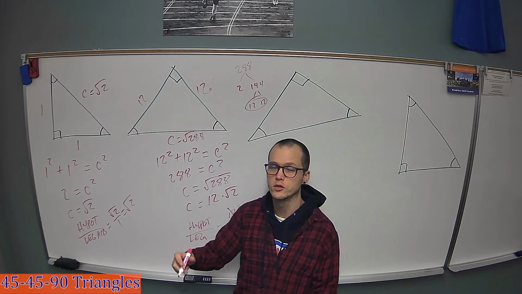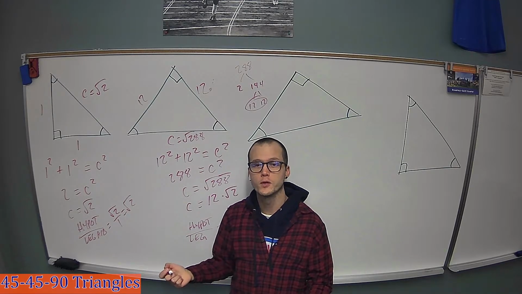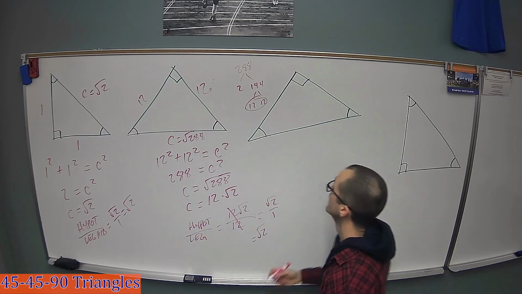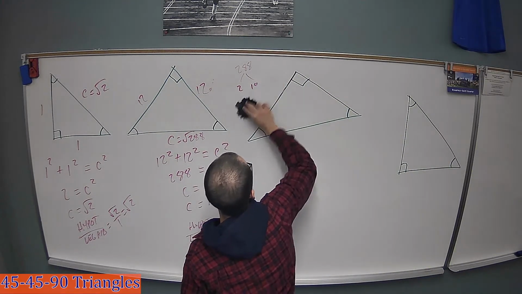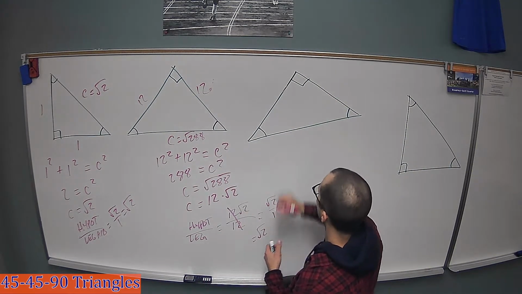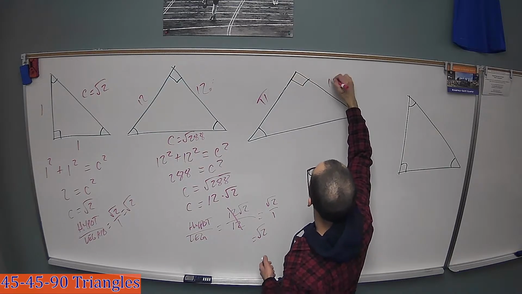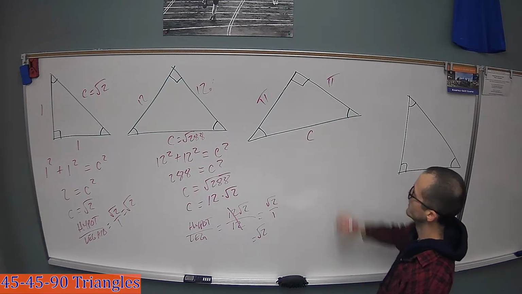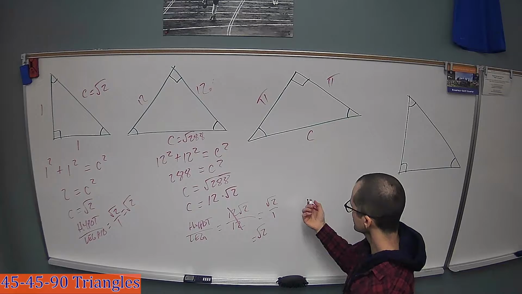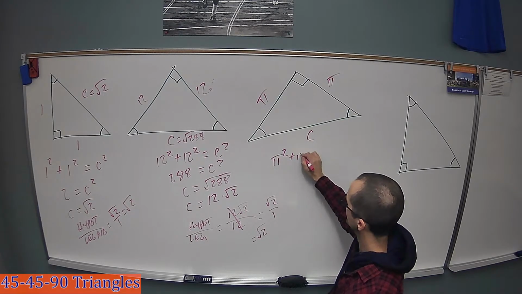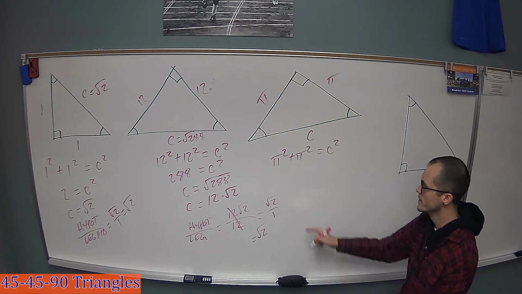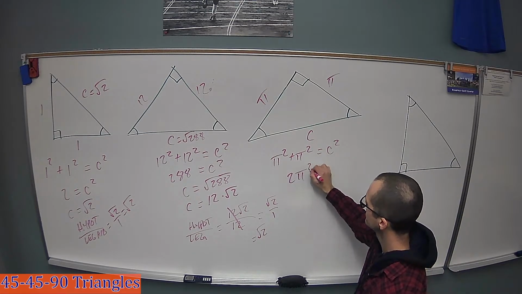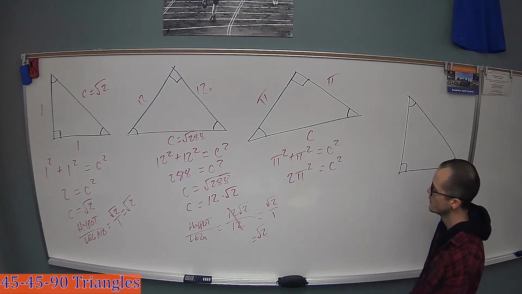That's cool. Let's look at one more example just to further convince you, and we're going to get a little bit weird with it. Let's say in this situation, let's erase some of this work. It's all still true. It's just in the way. We have leg lengths of pi. We want to find the hypotenuse. Yuck. So pi squared plus pi squared equals c squared. Okay, so we have 2 pi squared equals c squared.